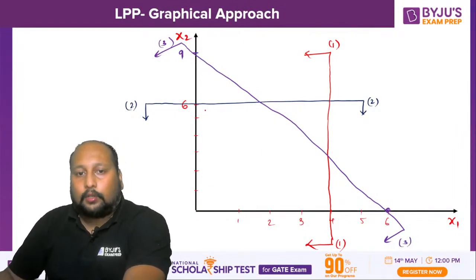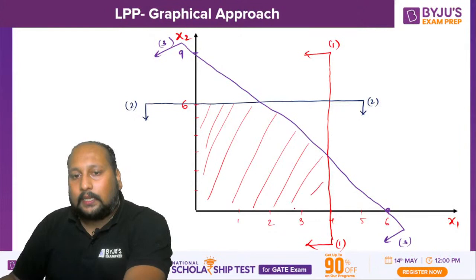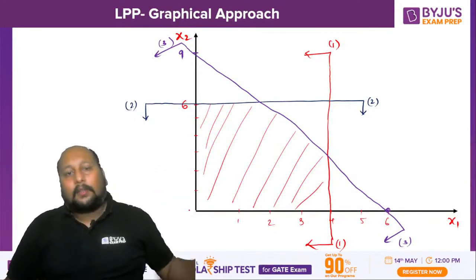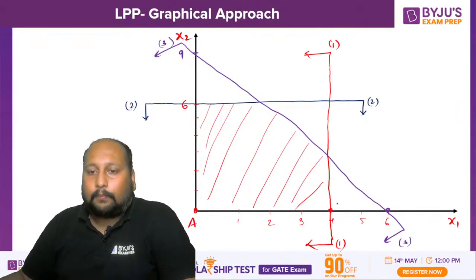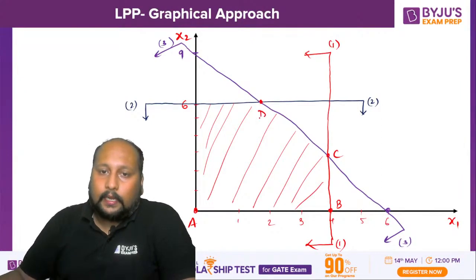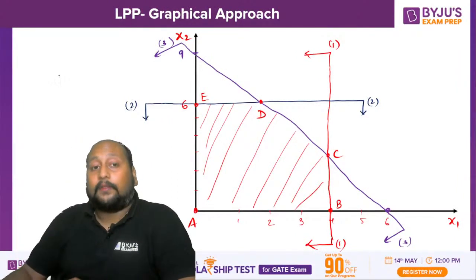Alright. So this is the region which is basically satisfying all the constraints. This is the region which is being satisfied by all the 3 constraints. So we try to identify the corner points. Let us suppose this is point A, this is point B, this is point C, this is point D, and this is point E. So we are having 5 corner points. Let us try to identify the coordinates of these corner points.